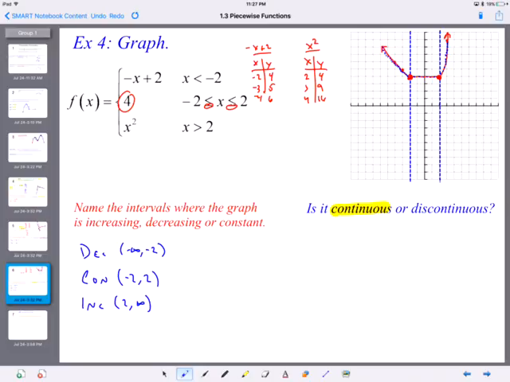That is piecewise functions. I did 3 examples for you. We talked about increasing, decreasing, and constant. Once again, the y value is increasing, decreasing, constant. What is the interval for x? And then is it continuous or discontinuous?